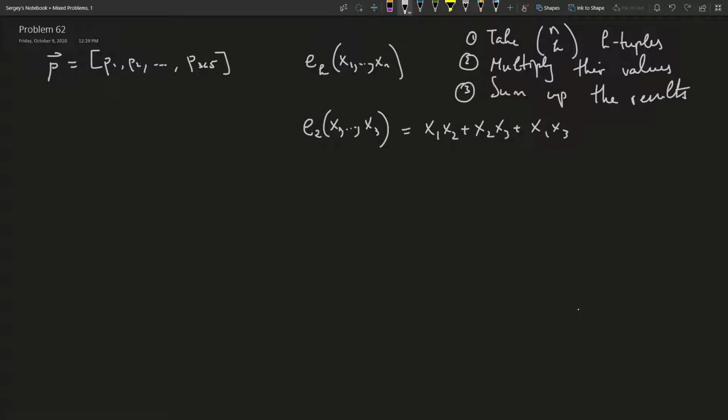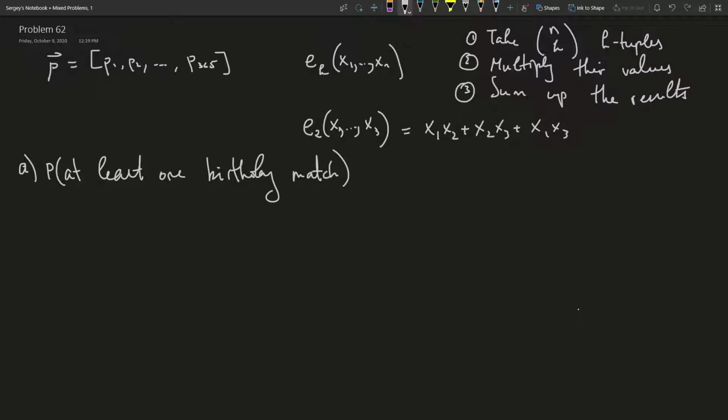Now, given these definitions, in the first part, we're asked to find the probability of at least one birthday match, and we need to do this in terms of our vector p and the elementary kth symmetric polynomial. Now, let's first consider how these days might get assigned to k people such that there is no birthday match.